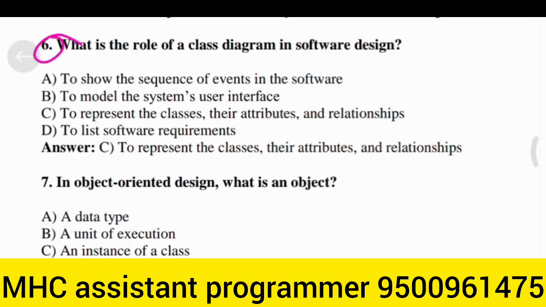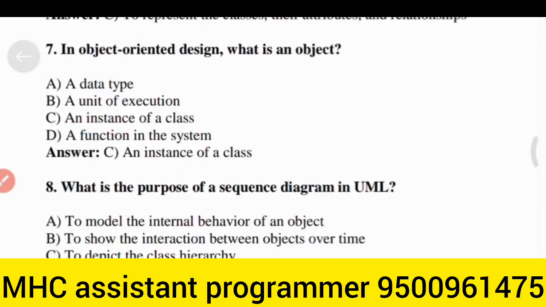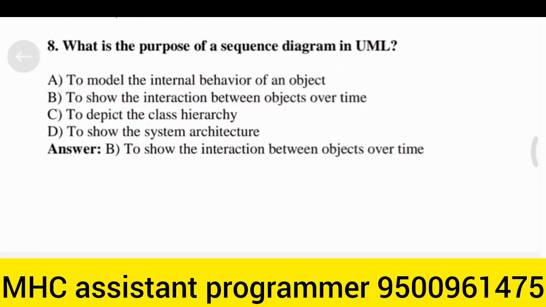What is the role of a class diagram in software design? Option C, to represent the classes, their attributes and relationships. In object-oriented design, what is an object? Option C, an instance of a class. What is the purpose of a sequence diagram in UML? Option B, to show the interaction between objects over time.